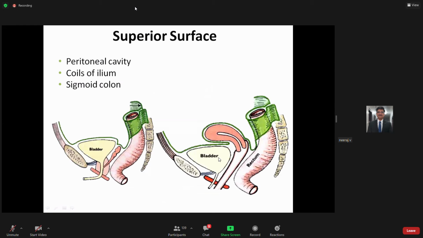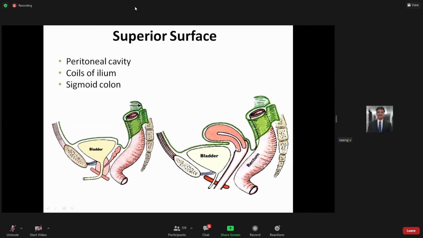In case of female, if you look here, it is not completely covered by the peritoneum because of the presence of this part of the uterus. So peritoneum reflects here from the anterior surface of the uterus. So it is not completely covered. The superior surface of the bladder in case of female is not completely covered by the peritoneum, but in the small area near its posterior border, it is related with the supravaginal part of your uterus.